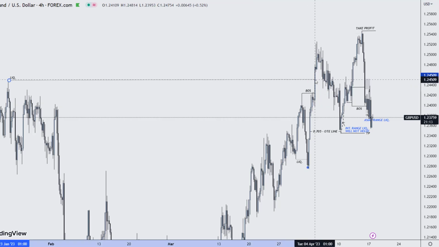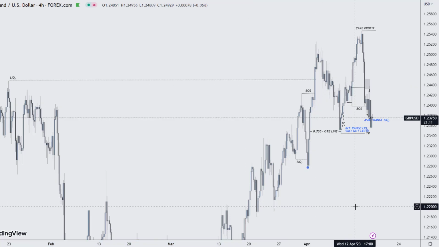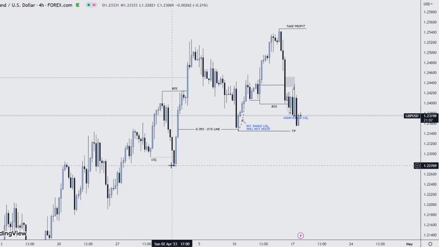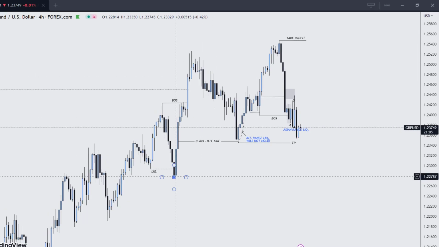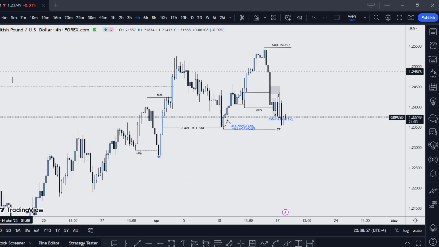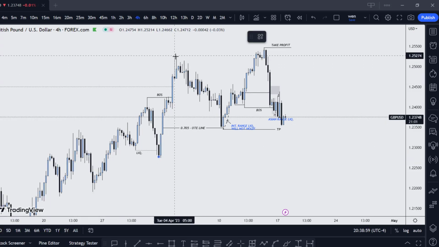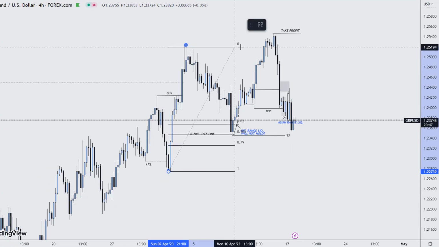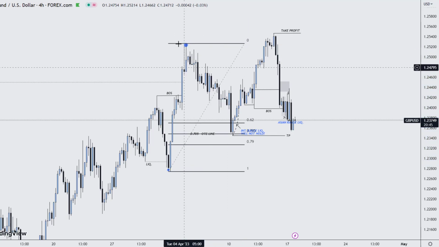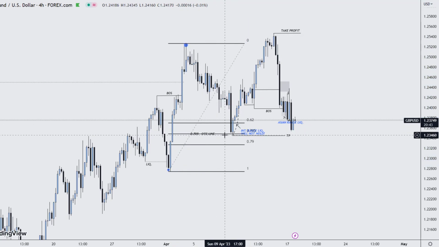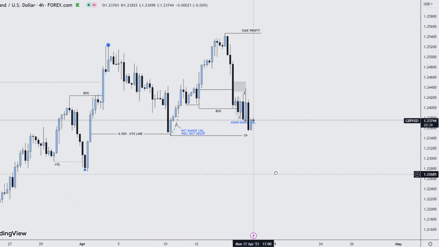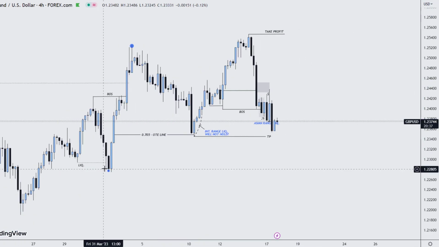So GU came and took liquidity from the previous old high, and the range was from this low, as I marked right here with this blue dot, to this upper blue dot right here. This was the range that we were in. I just grab my Fibonacci. Price came back down and filled in this 705 OTE line right here.